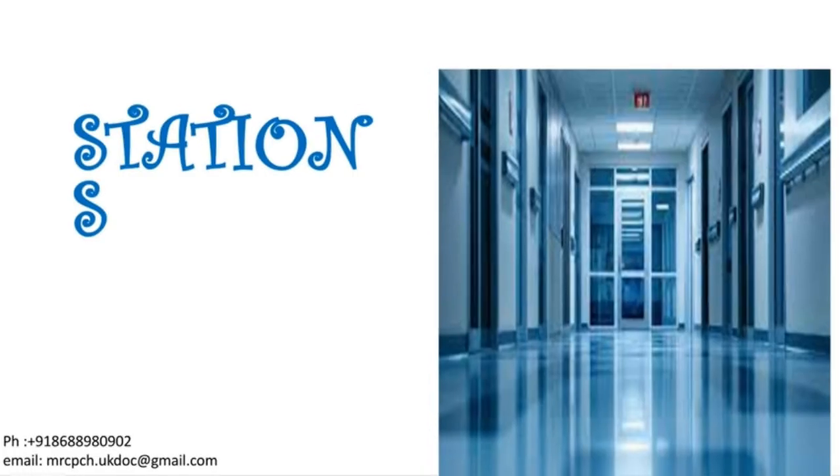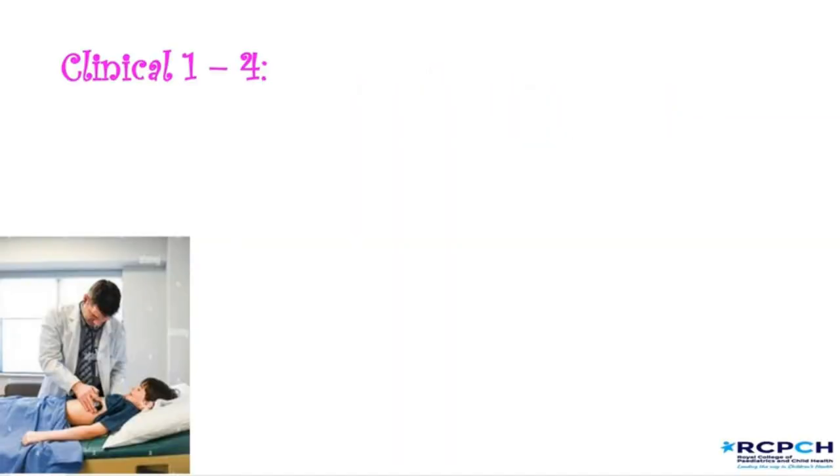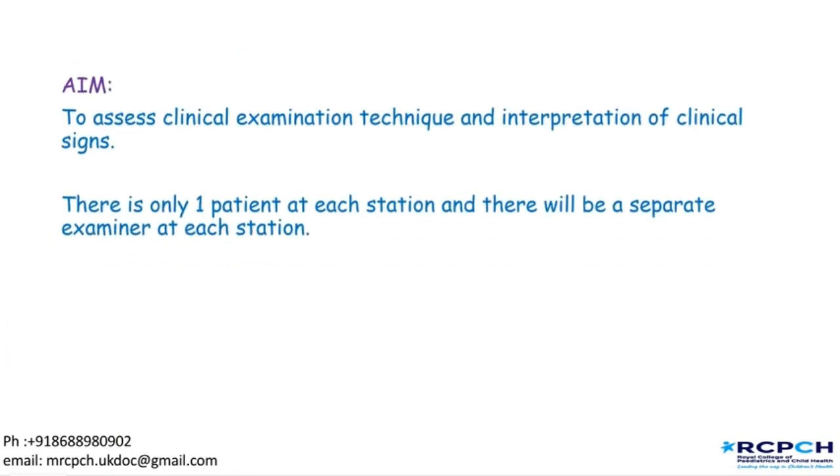So let's see the breakdown of each exam station. The initial first 4 stations are clinical stations, clinical stations 1 to 4. The aim of these clinical stations is to assess the correct examination technique and interpretation of the clinical signs and give the clinical reasoning. There is only one patient at each station, and there will be a separate examiner at each station.